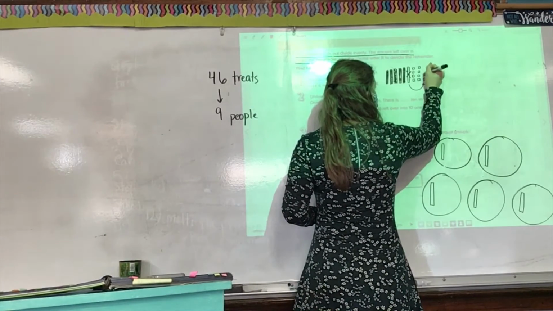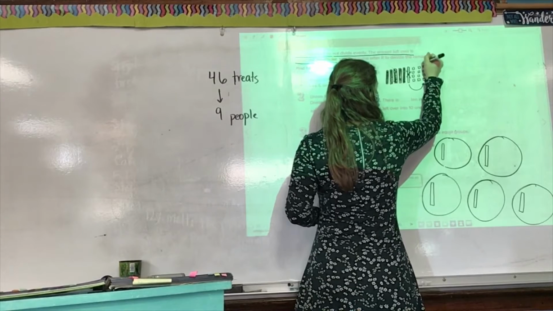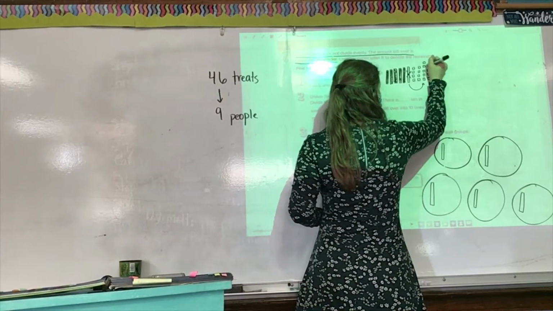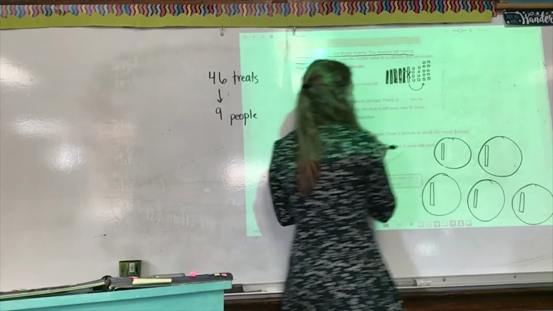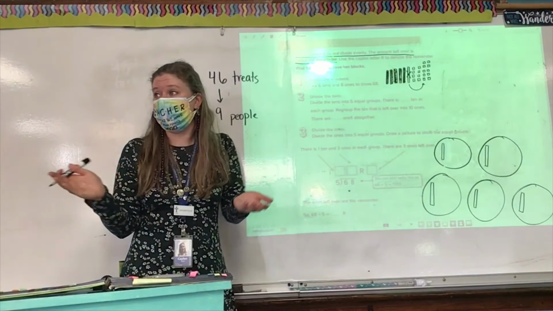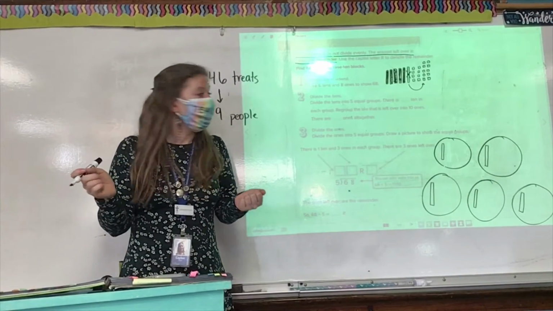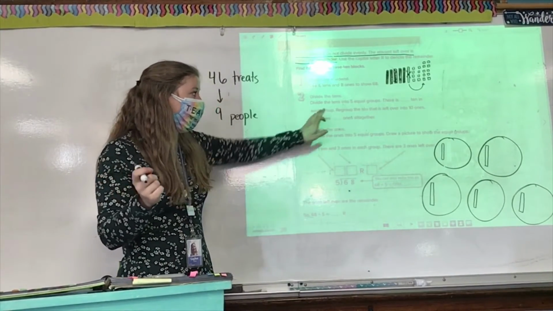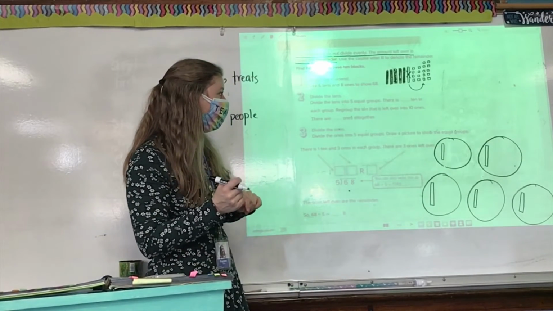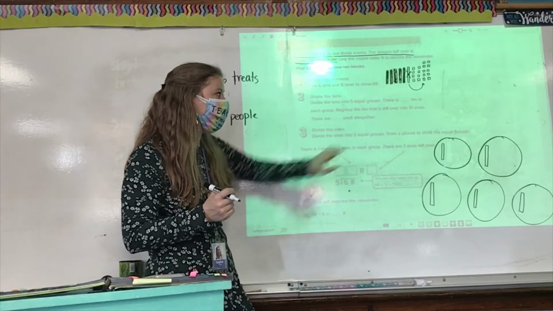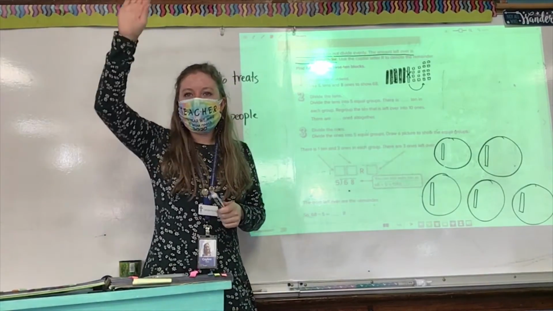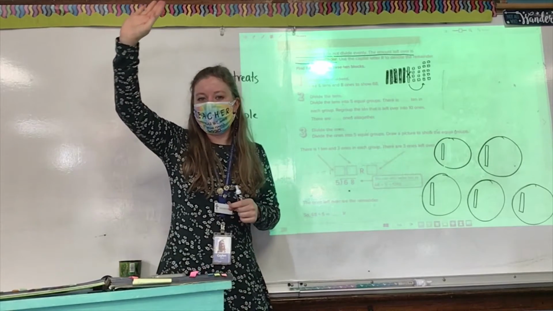1, 2, 3, 4, 5, 6, 7, 8, 9, 10. Now I can probably separate those a little easier. So now I regrouped the 10 that was left over into 10 ones. How many 10s are in each group? Look at our groups. How many 10s are in each group?